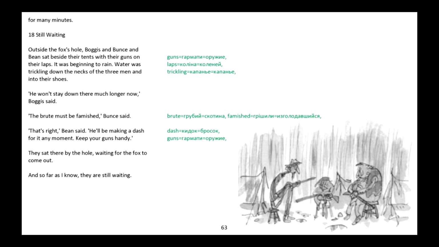Chapter 18, Still Waiting. Outside the fox's hole, Bogus and Bunce and Bean sat beside their tents with their guns on their laps. It was beginning to rain. Water was trickling down the necks of the three men and into their shoes.